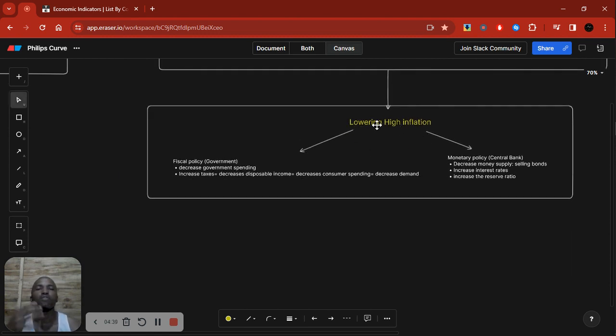So if you're in an inflationary gap, like we saw on the Phillips curve, where we have high inflation but low unemployment, in that case the economy is doing well, the economy is growing, the economy is expanding, right? So how do you approach that, or how do you deal with an inflationary gap? How do we get out of an inflationary gap, essentially? So fiscal policy, the government side, decrease government spending or increase taxes. That will decrease disposable income, decrease consumer spending, and decrease demand.